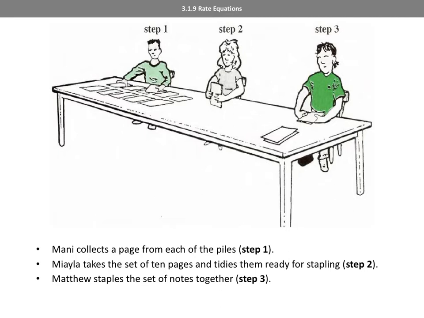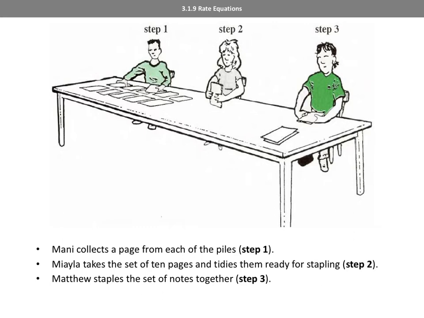And then Matthew staples the set of notes together, step 3. Now a fourth person volunteers, and I have to think, who should I put them with so that the completed sets get made faster? Or in other words, which step is the one that is determining how quickly the sets are compiled? So I could add a second person to help Manny, I could add a second person to help Miela, or I could get the second person to help Matthew. So I want you to think about who I should put this fourth person with so that the sets of worksheets get made faster. Just pause the video, have a little think.